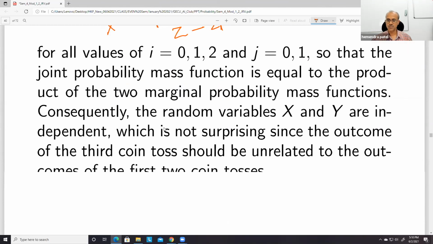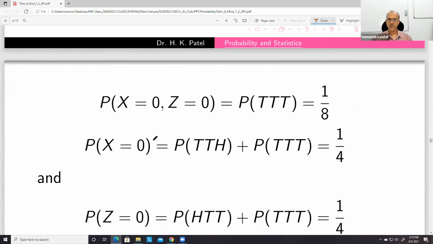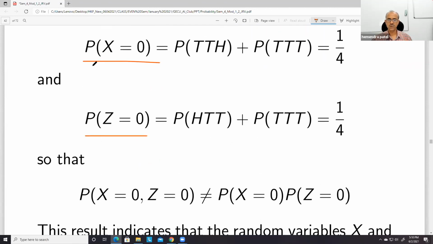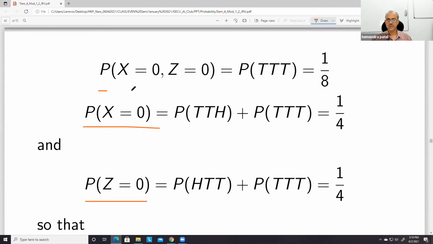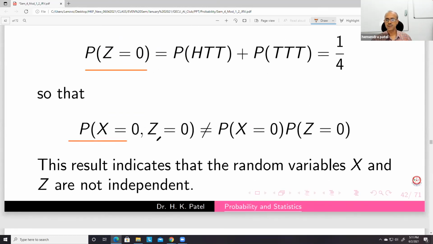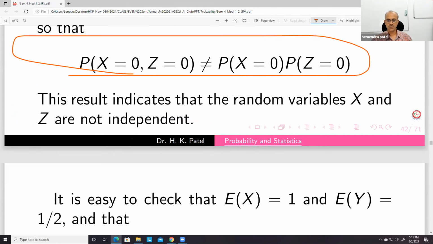So all these things are given here, I think. So these probabilities, these are marginals. P(z = 0), P(x = 0). So you can see that. And P(x = 0, z = 0). Three probabilities we have taken here. This value is 1/8, and this is 1/4, 1/4. And you can see that 1/8 is not equal to 1/4 into 1/4. That is this one, and therefore they are not independent.